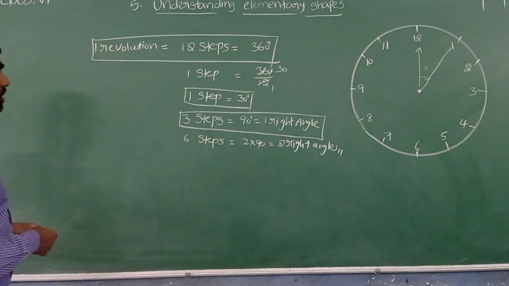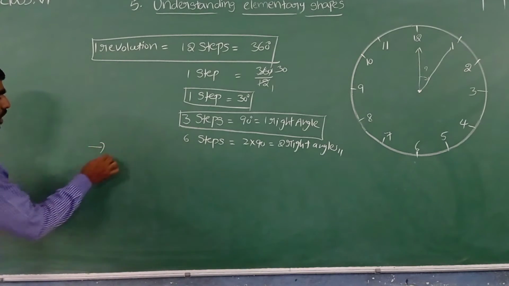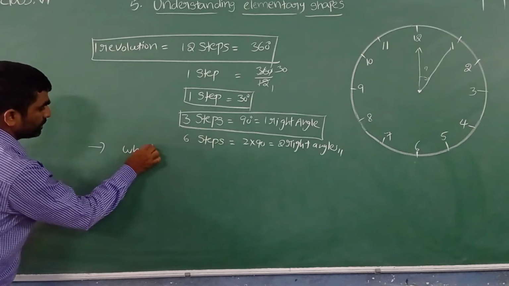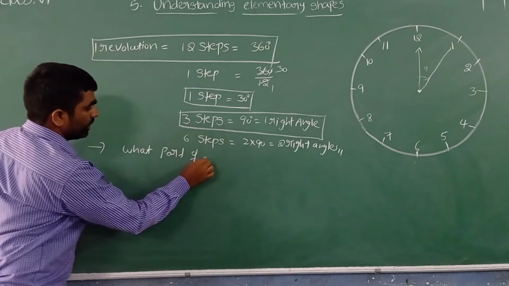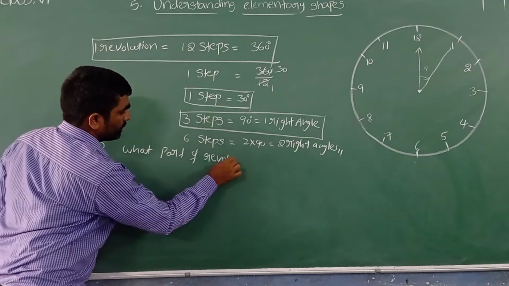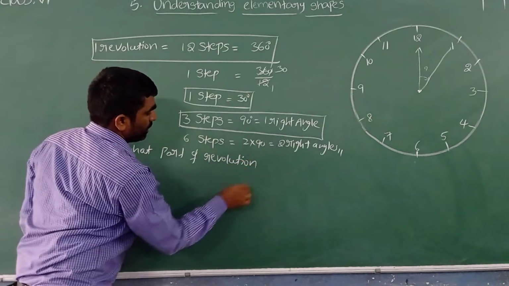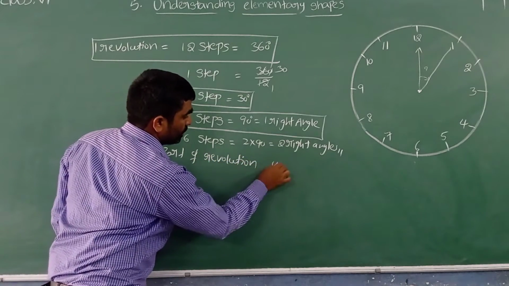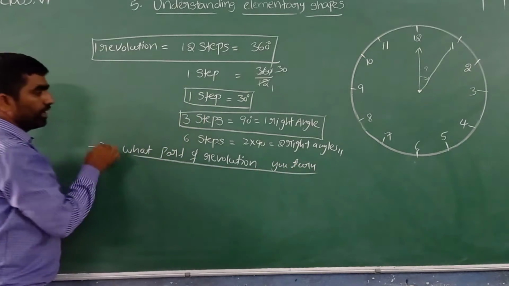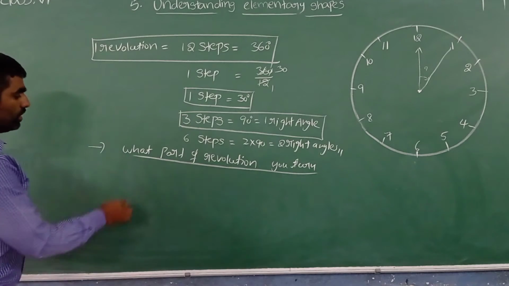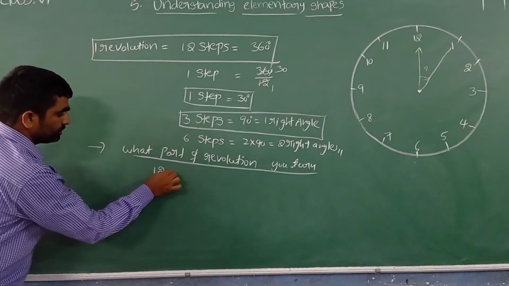Next we'll see this. Next they will ask what part of a revolution you turn. What part of a revolution do you turn from 12 to 1?